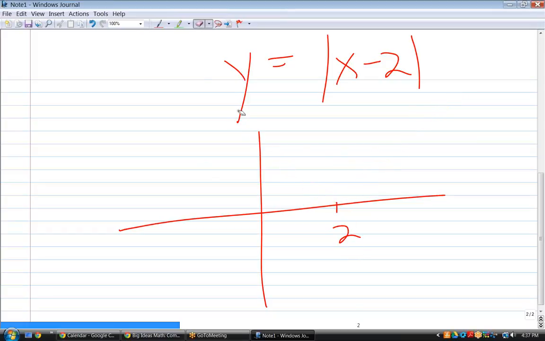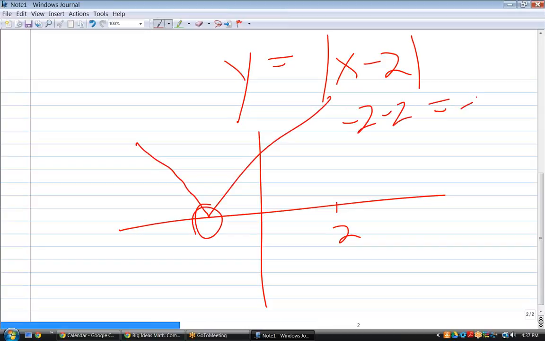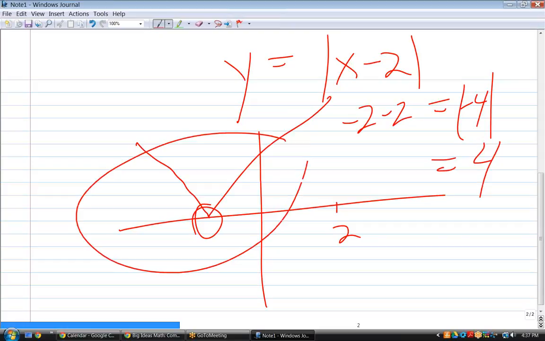Notice that had I moved it the wrong way and put it over here, now when x is minus 2, I get minus 2 minus 2, which is minus 4, the absolute value of which is 4. This picture doesn't fit.